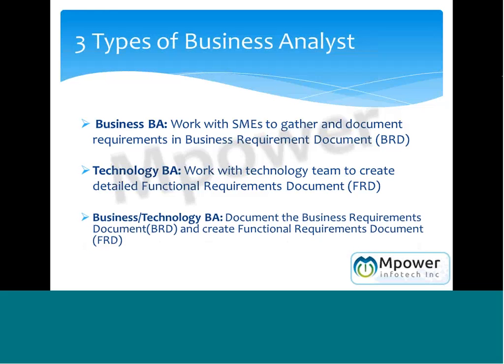And the third role here is the business cum technology BA. If you are a business cum technology BA, you will be performing a dual role. You will be documenting the business requirements, and you will also be documenting the functional requirements. Now, how do we do it? What are the different steps? What are the methods that you follow? We will discuss in detail, but that's all you need to know for now. Questions?